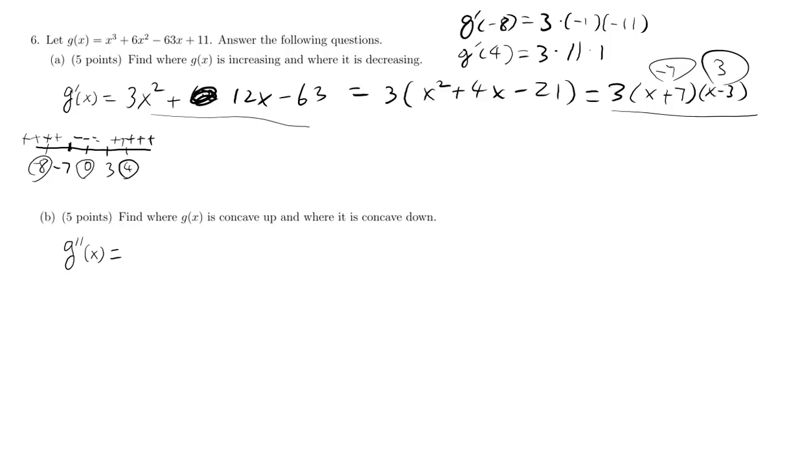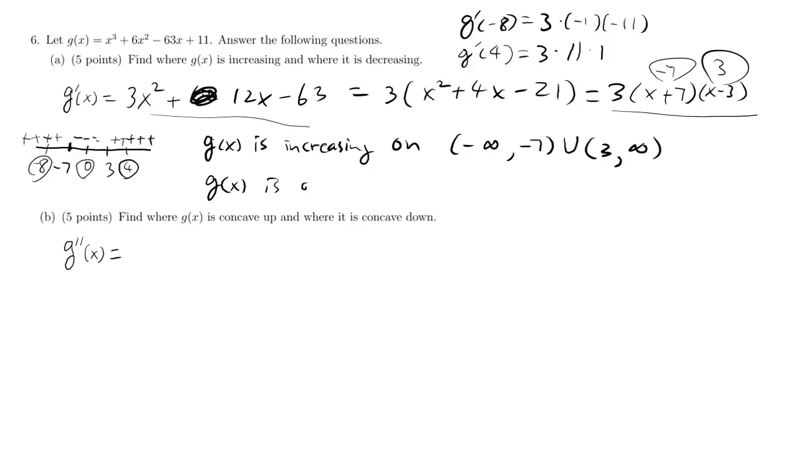Whenever g prime is positive, we know that g of x is increasing. So we can say g of x is increasing on negative infinity until you reach negative 7, and then 3 until infinity. Those are the places where g prime is positive. And also see that g prime is negative between negative 7 and 3. So we can say g of x is decreasing on negative 7 to 3. Okay, now let's find the second derivative.